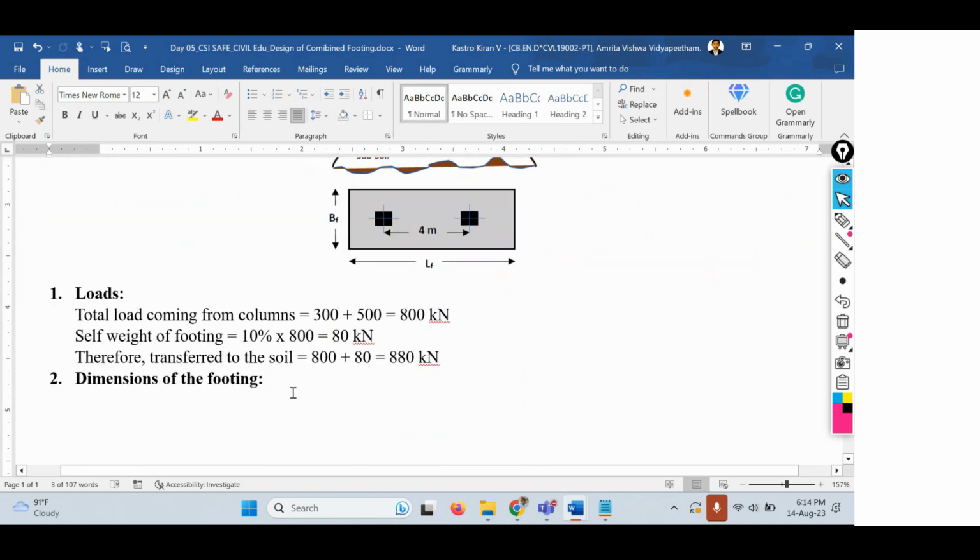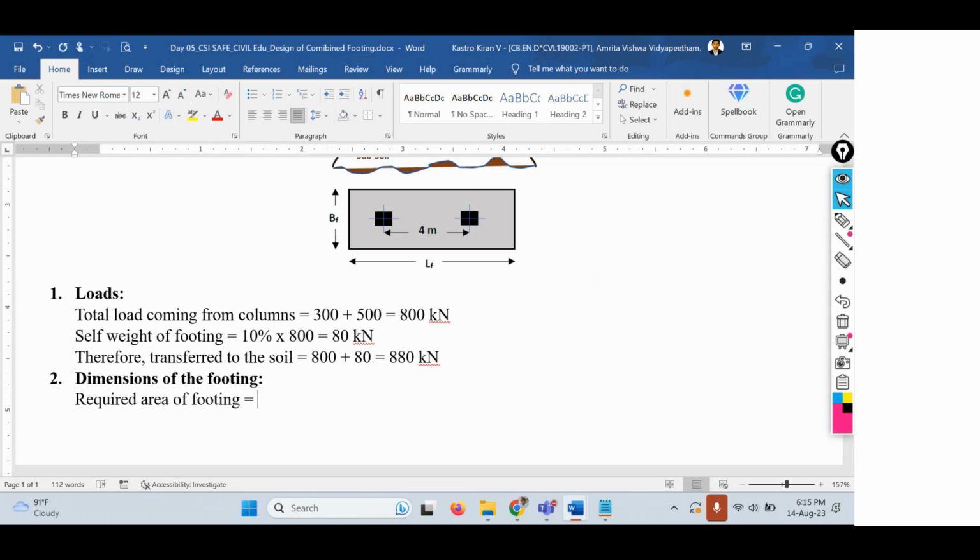So in order to find out the dimensions of the footings, what we have to solve is first we have to find out the area of the footing. So that's the first thing. Required area of footing equals to... So how to find out the required area of footing? Area capital A equals to, I'll just make it as A_REQ, that is area required. Area required equals to load by SBC of soil.